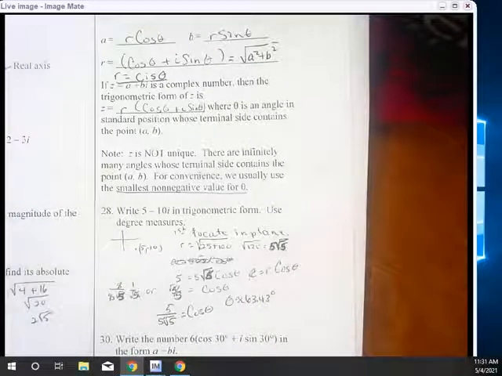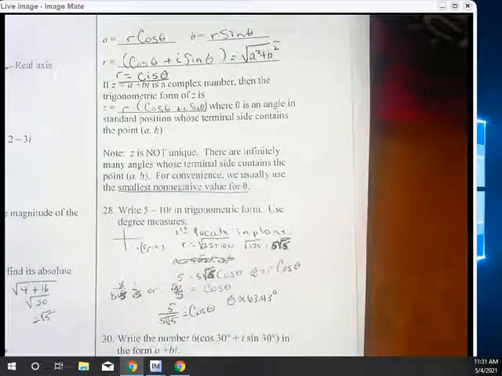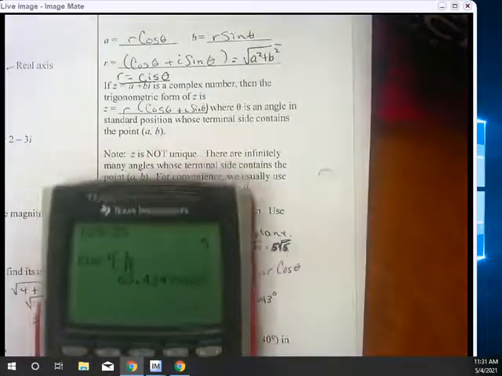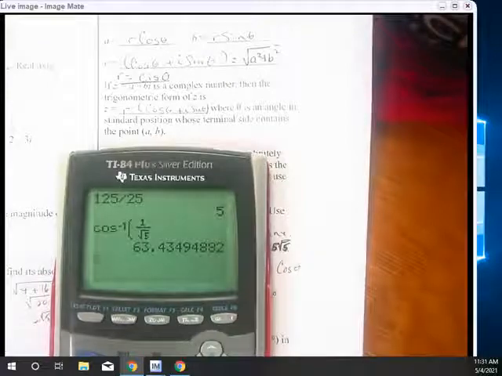That wasn't working in my calculator. So I had an error. The arc cosine of 5 over. What I did was I did not put the 5 in. I just did the 1, simplified it, and did the square root 5. That worked.